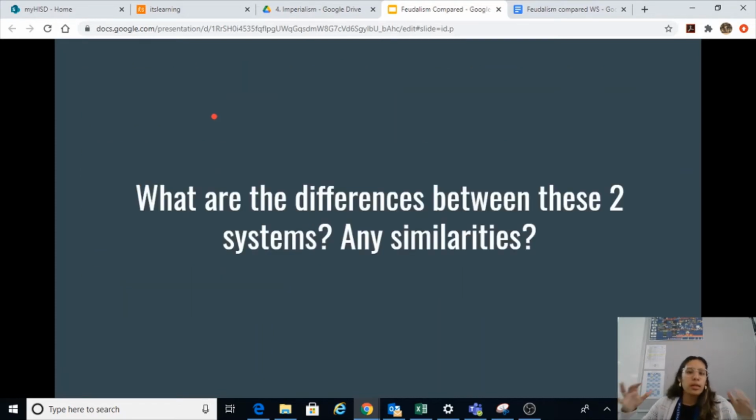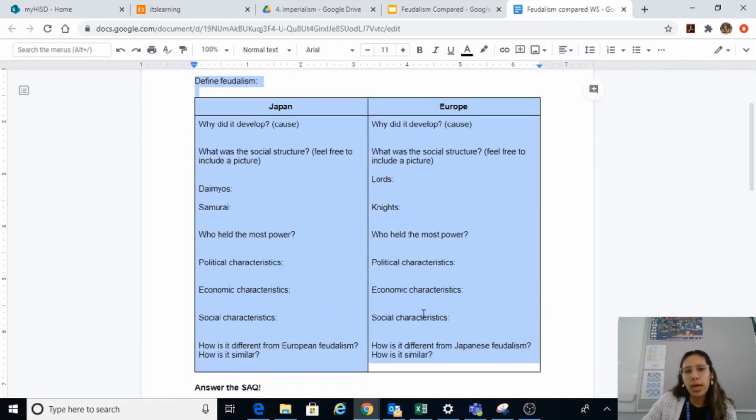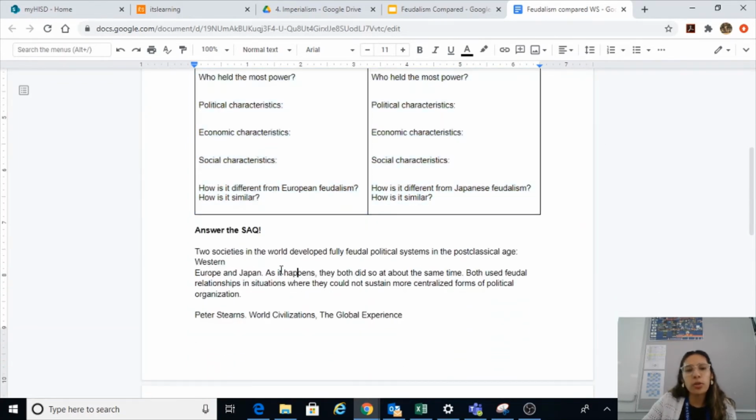All right, so now on your own, try to think of any differences and similarities that you're seeing between these two systems. There's definitely a lot going on, and you can really pick out any differences and any similarities. So hypothetically, after that, you would have filled out all of this. And then the last thing I want you to do is answer an SAQ, a short answer question. So I'll go ahead and help you guys through the first bit, but I want you to do the rest on your own.